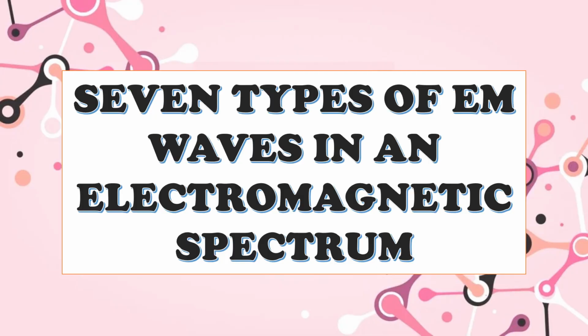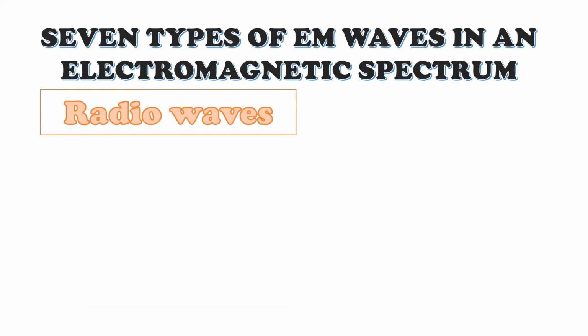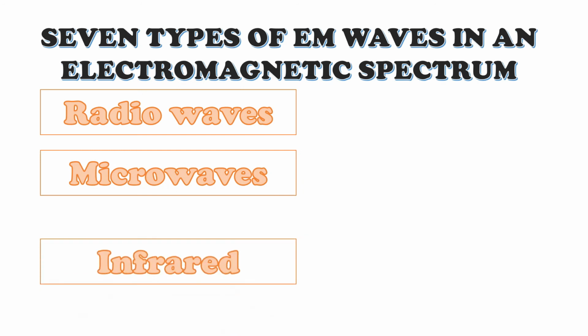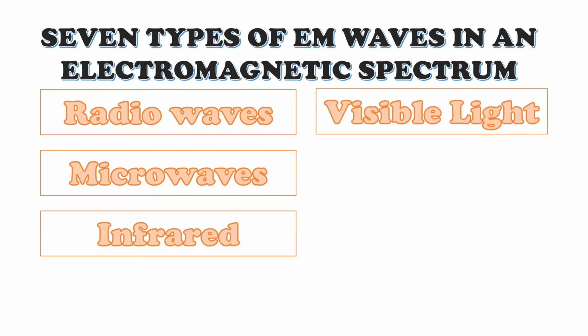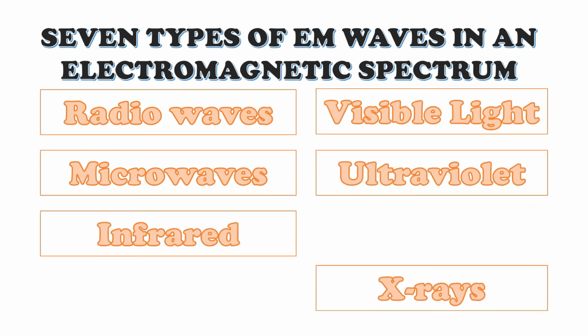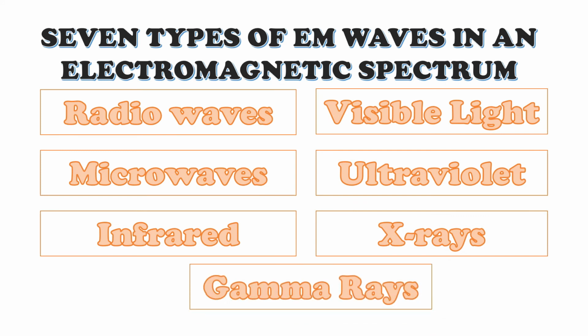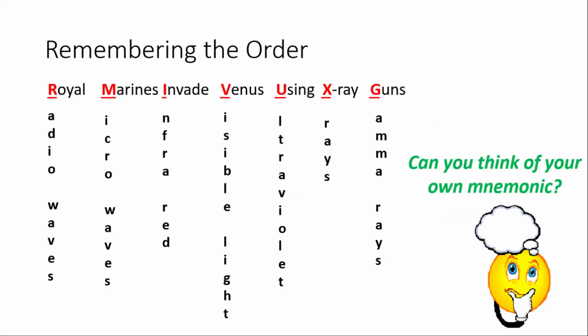And that's the 7 types of EM waves that can be found in the electromagnetic spectrum: the radio waves, microwaves, infrared, visible light, ultraviolet, X-rays, and gamma rays. I have here a mnemonic in order for you to easily remember the 7 types of EM waves in an orderly manner. All together, let's read.